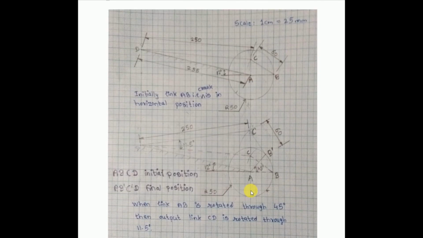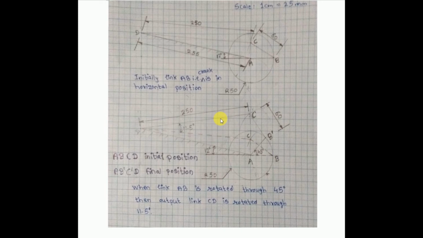For carrying out synthesis, we need to know the angle turned by input link, that is theta, and angle turned by output link, that is phi. So we use this graphical method for finding out these angles. Initially, this is the position of the mechanism. AB is a crank which is in horizontal position, and DC is the output link. Then we turned the crank through 45 degrees, and the output link DC got rotated through 11.5 degrees. So this is our theta 1 and this is our phi 1.